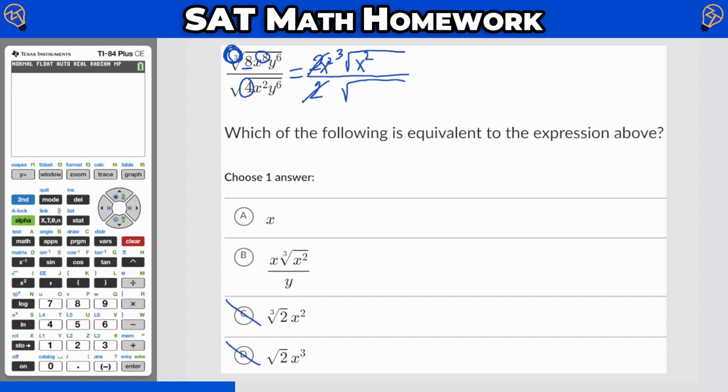Let's do the same thing with the y to the 6. 3 goes into 6 exactly twice. So a y to the second comes out, and there's no remainder, so no y's go under the root. So an x squared y squared came out, and the cube root of x squared stayed inside.